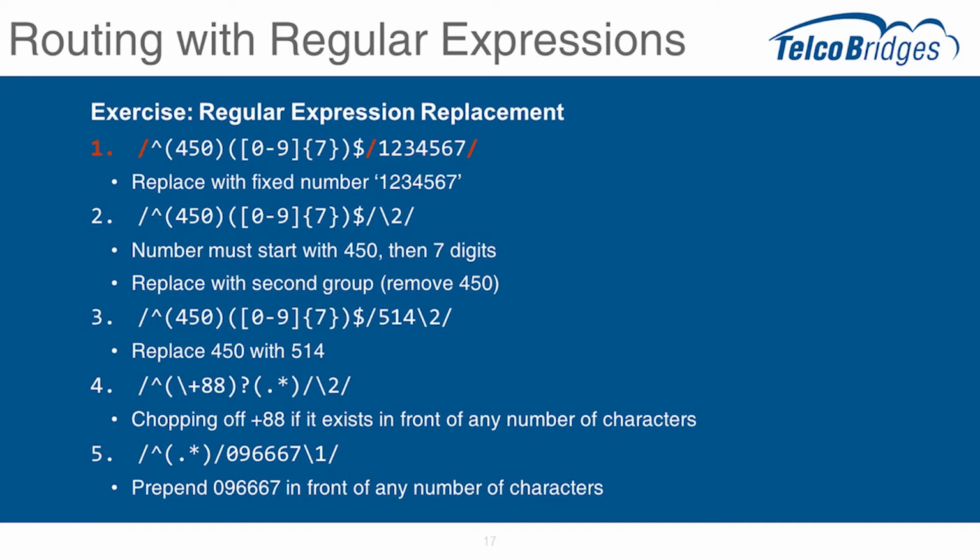And then this other example here is similar to this one. So there's two groups. So then we will remove the 450, add the 514 and use the 7 digits. So we just replace the prefix. Okay.